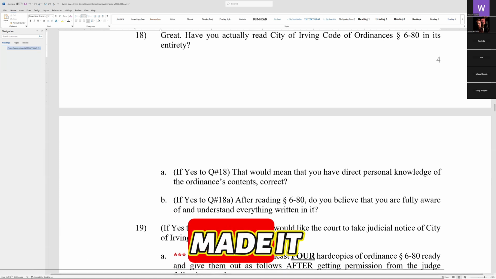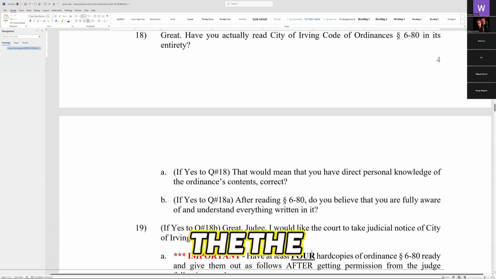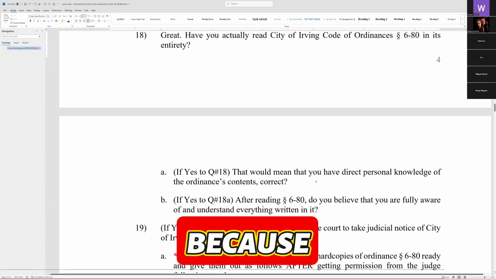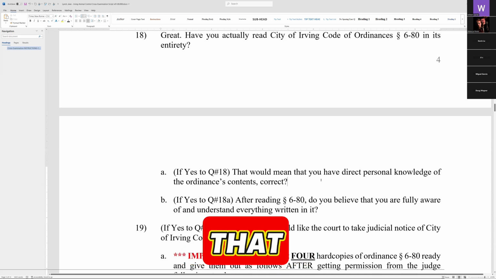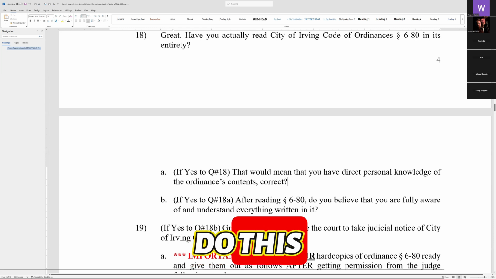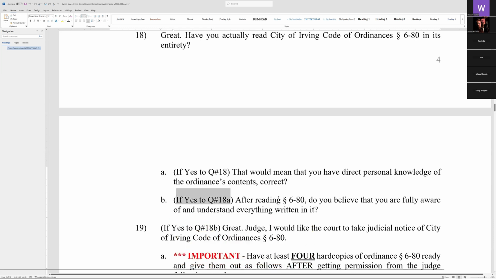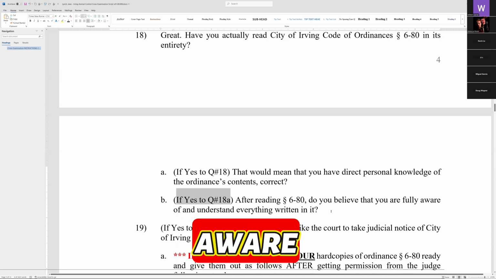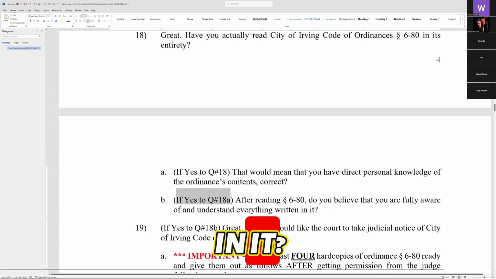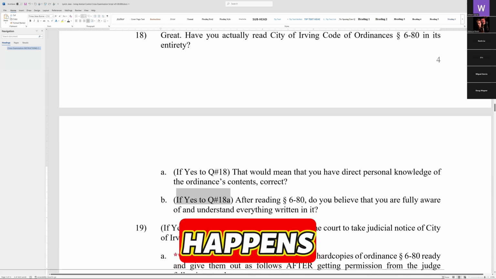All right. So we've made it where the attorney can't object to us asking the witness about their personal knowledge of the ordinance because we got them to admit they have it. Okay. So if they have to answer yes that they have direct personal knowledge, and then we do this because that is a yes to 18A. After reading Section 680, do you believe that you are fully aware of and understand everything written in it? Yes. They would kind of have to answer that way, wouldn't they? I would think so. Because what happens if they say no?